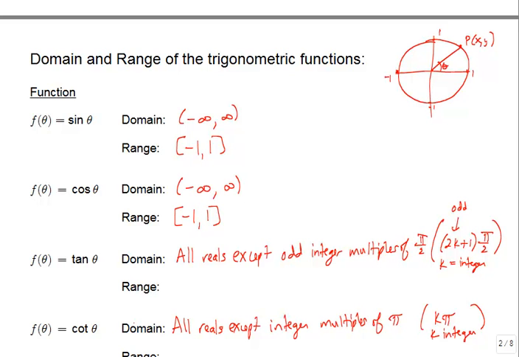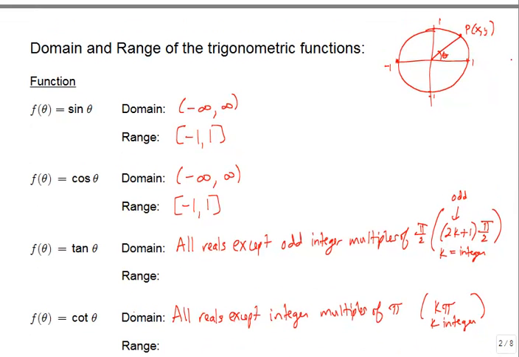Now for the tangent. The tangent, remember, is defined to be y over x. So if we think about that, that definitely is going to hit 0 because y does hit 0 on this unit circle. And if x goes to 0, then we would be dividing in this fraction by something really, really small.